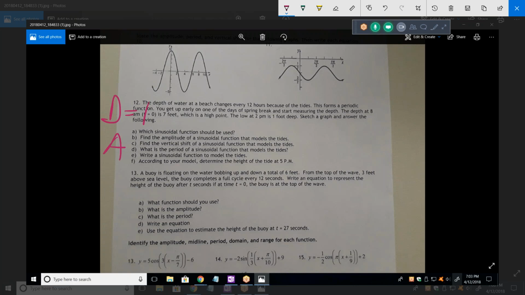A? Maximum minus the minimum, over 2. So be very careful here. There are a lot of negative signs. It's really easy to drop a negative sign. It's 1 over 2. Good.